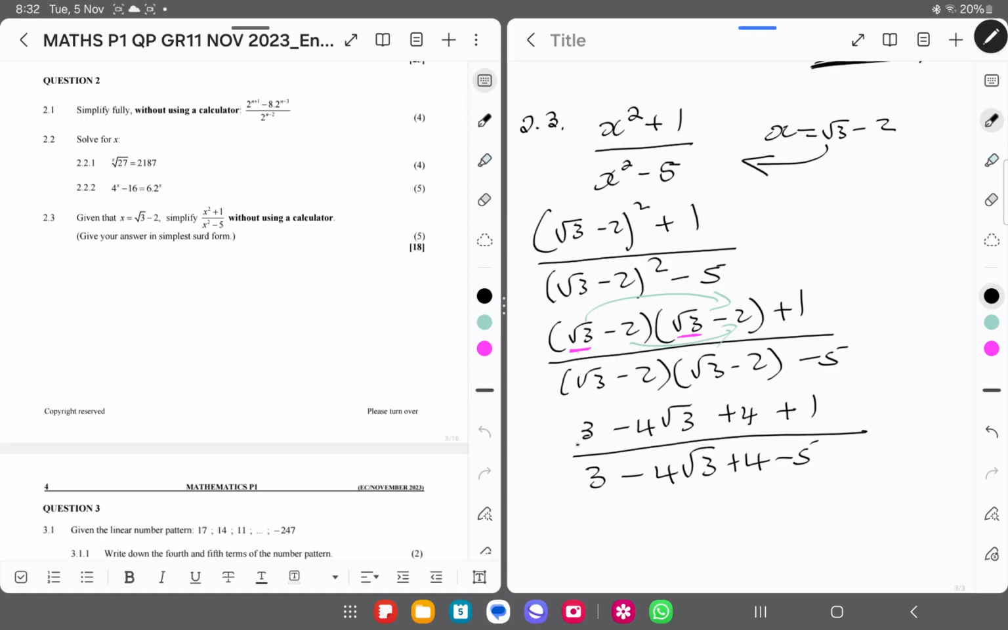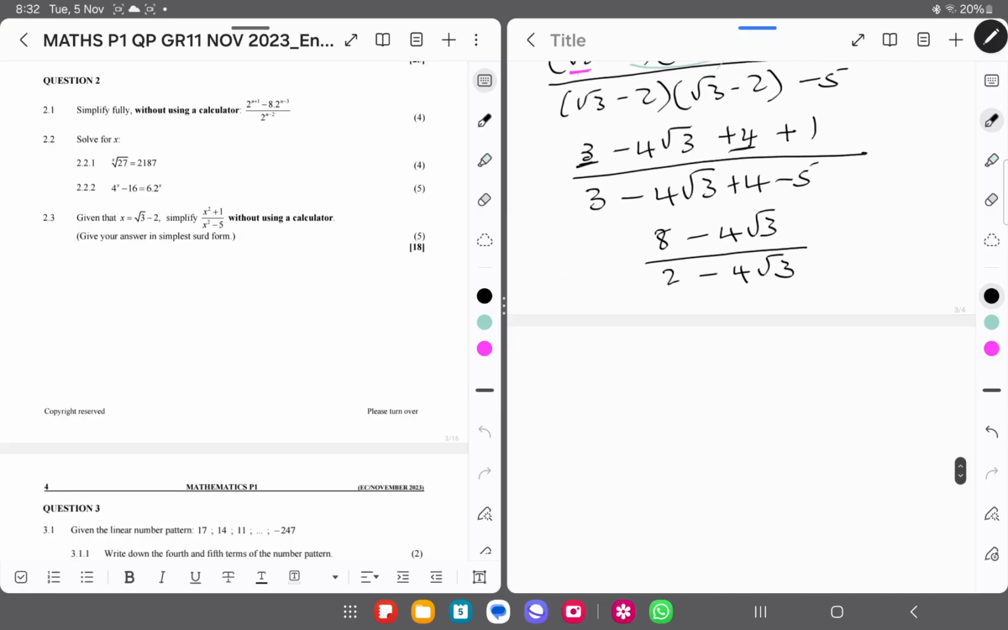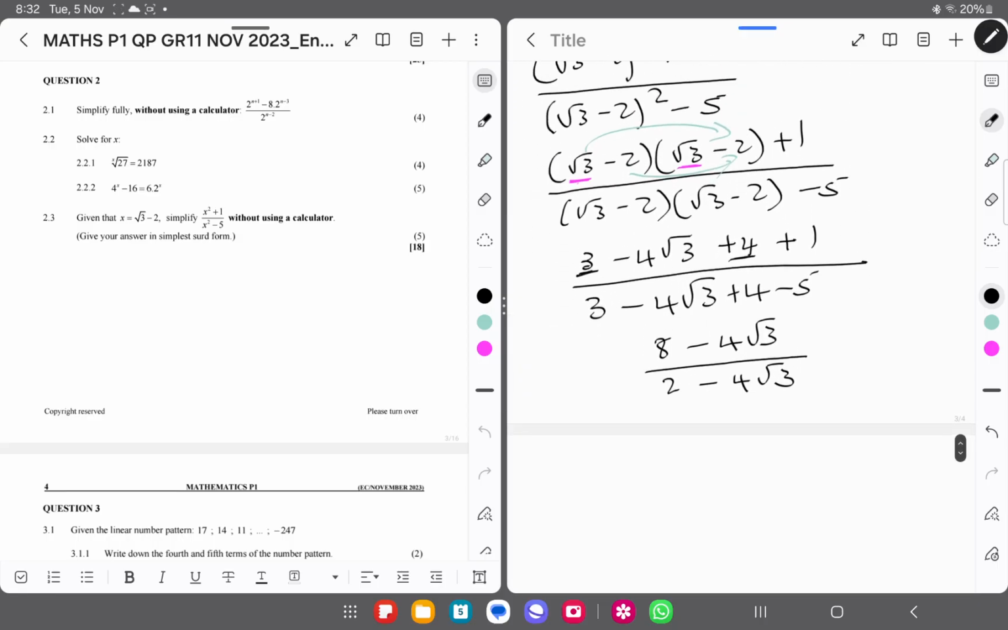At the end, you are having how much? 3 plus 4 is 8, minus 4 the root of 3 over, then this would be minus 1 and then 2 minus 4 the root of 3. That's what you have. Good. That's what you have. You are not done. We still need to rationalize this.